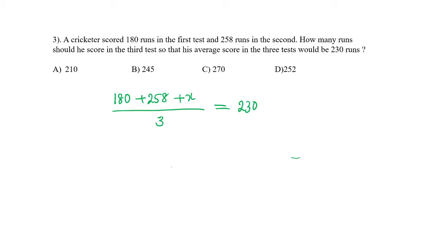Now see, 180 plus 258. What is the result? 380. 380 plus 58 is 438. 438 plus x equals 3 times 230, which is 690. Then x is equal to 690 minus 438. What will be the result?